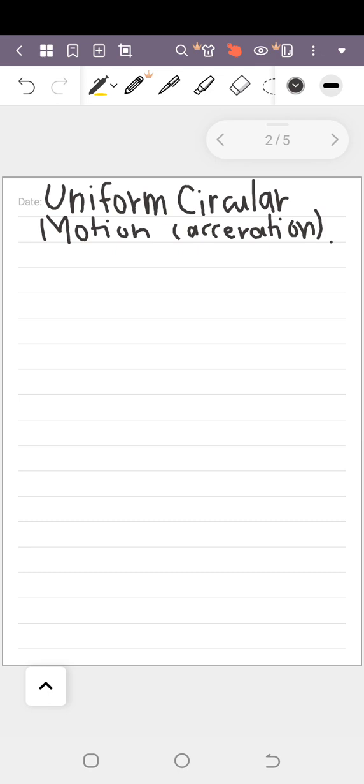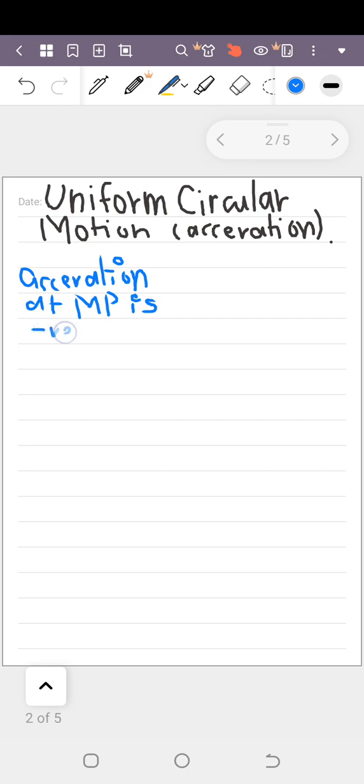Okay, so first of all remember the acceleration is always toward the mean position, and whenever the acceleration is toward the mean position, that will be negative acceleration because it is applied towards the opposite side. Acceleration at the mean position is negative. Okay, it's negative.